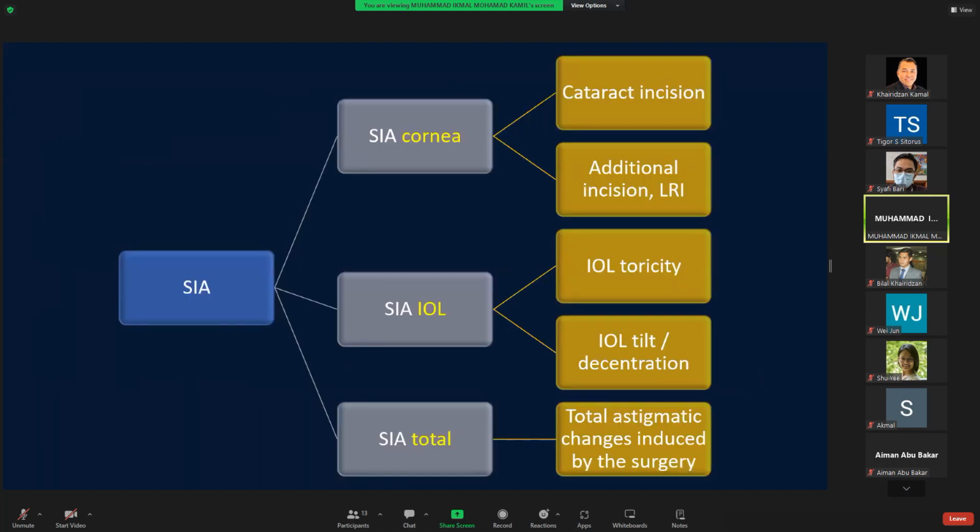So we can further classify the SIA into three groups: SIA cornea, SIA IOL, and SIA total. SIA cornea is affected by the cataract incision, and maybe there is an additional incision such as a limbal relaxing incision. While the SIA IOL is affected by the IOL toricity, or maybe the non-toric IOL, but affected by the IOL tilt or IOL decentration. So SIA total is the total astigmatic change induced by the surgery.